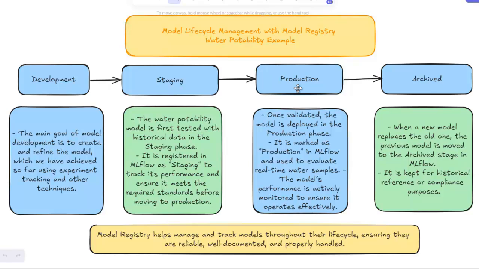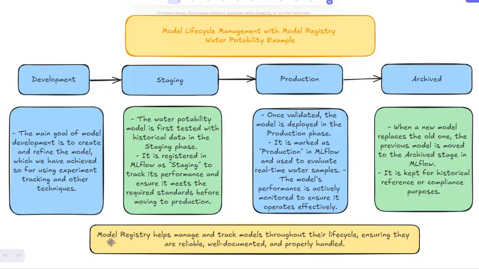After production, the model may be in the archived state, which is when a new model replaces the old one. The previous model is moved to the archived stage. In MLflow, it is kept for historical reference or compliance purposes. Again, that we will discuss shortly. I will show you all this practically.